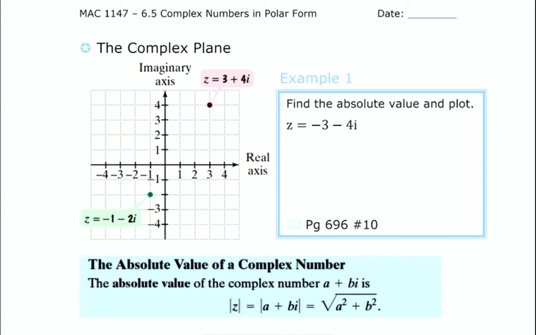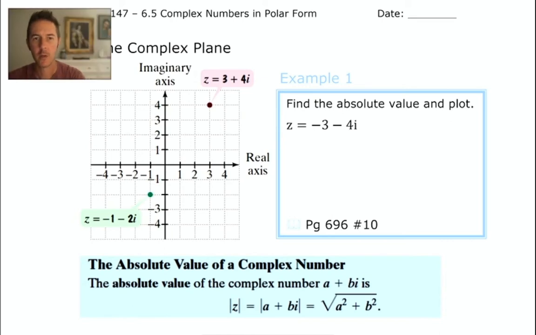And the first thing we need to talk about is the shape of a complex number in polar form. And I'm trying to find me. There I am.